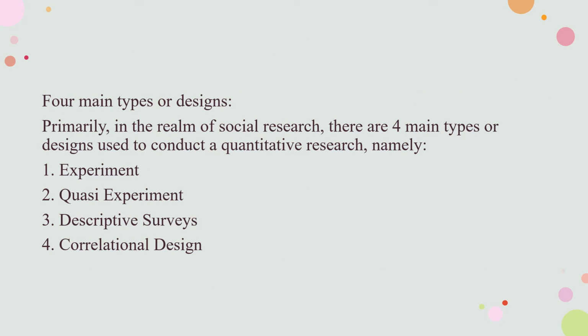Four main types or designs. Primarily in the realm of social research, there are four main types of designs used to conduct quantitative research: experiment, quasi-experiment, descriptive surveys, and correlational design.